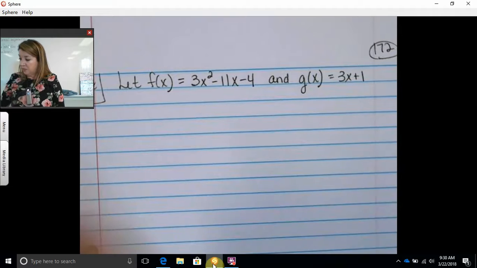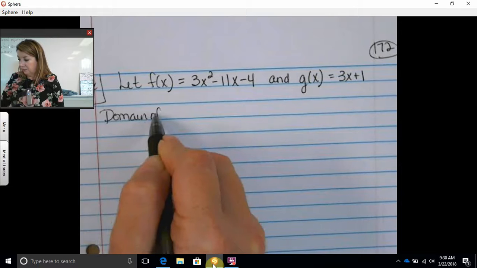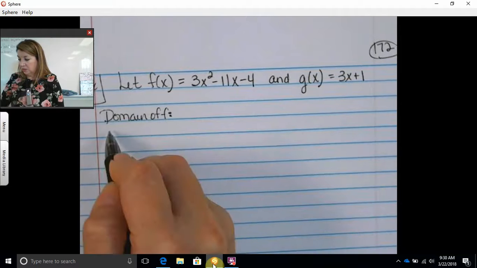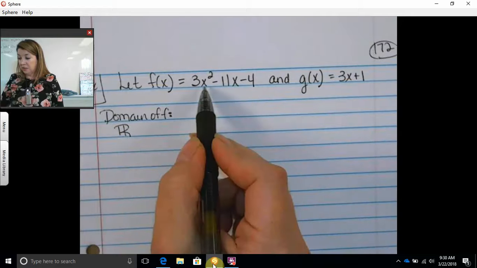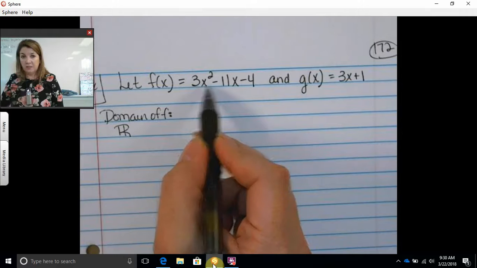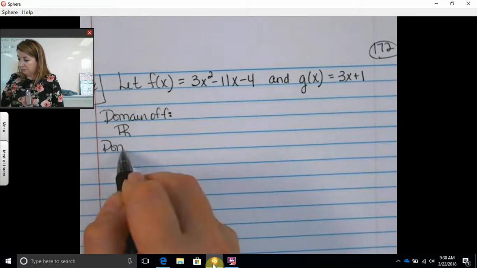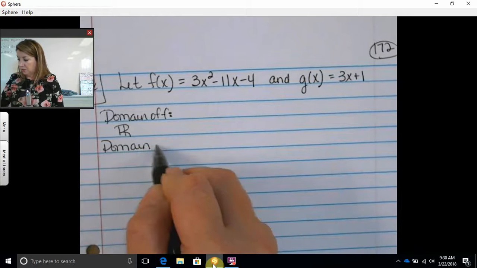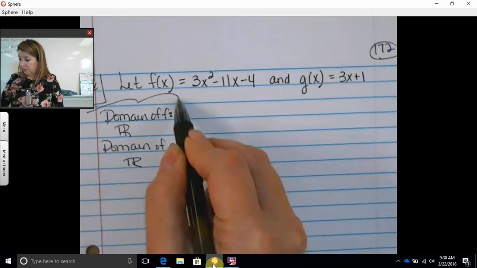So in this one, the domain of f is what? All real numbers. Any real number I substitute in for x, I can simplify and get a real number. How about the domain of g? All real numbers. You're getting really good at this domain stuff.